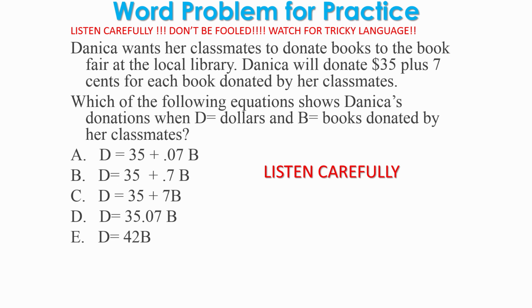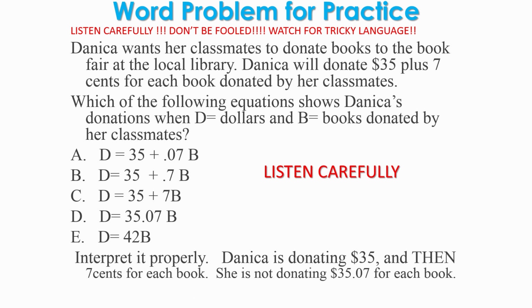The choices are A, D equals 35 plus 0.07B. B, D equals 35 plus 0.7B. Choice C, D equals 35 plus 7B. Choice D, D equals 35.07B. And E, D equals 42B.